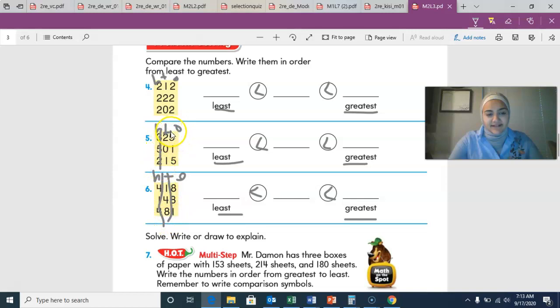Trying my best here. Ooh, number 4 is going to be a little tricky if you're not careful. Let's do number 4 together.